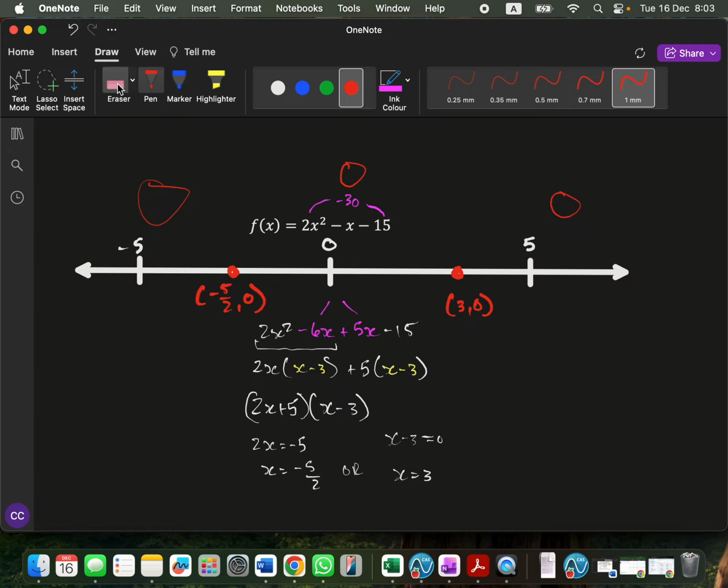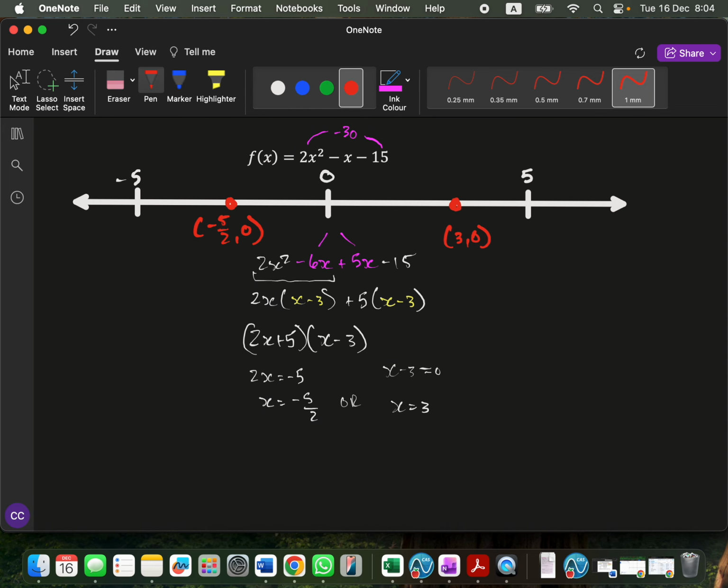Well, this is a quadratic, so we're pretty familiar with what that shape is going to be. But the way that we can check this is if I just pick a number in between here and here, and I evaluate the function there. So I'm going to pick the easiest number I can think of, which is 0.